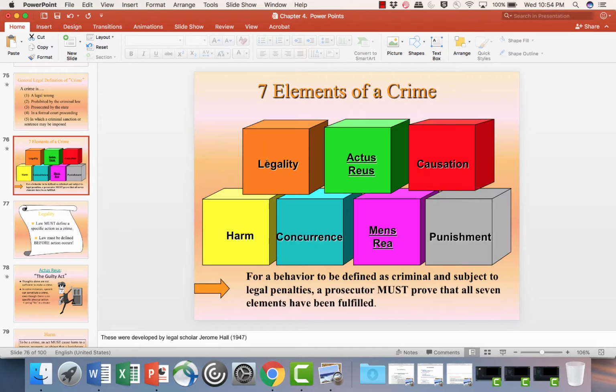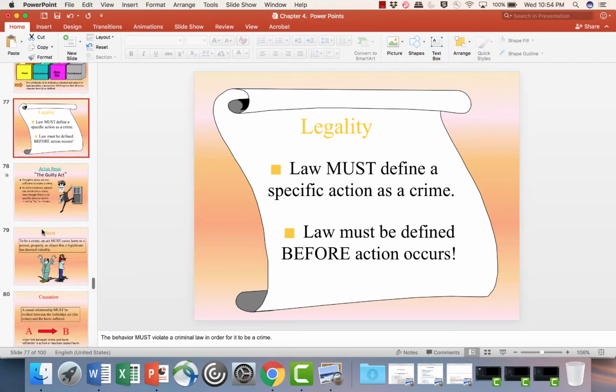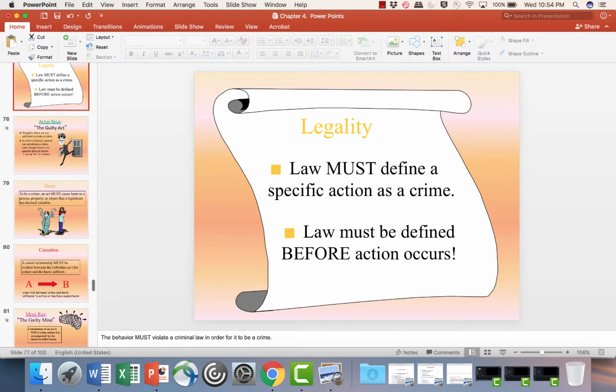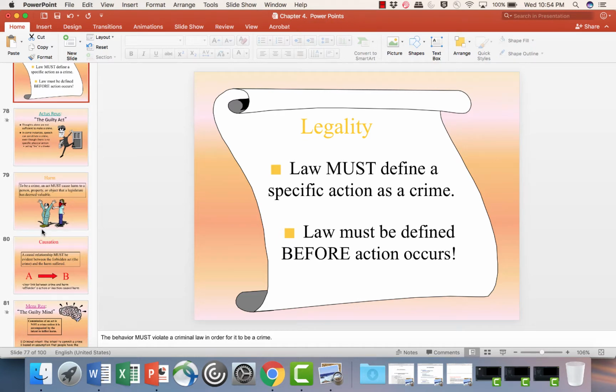And these are the seven elements of a crime: legality, actus reus, causation, harm, concurrence, mens rea, and punishment. For a behavior to be defined as criminal and subject to legal penalties, the prosecutor must prove that all seven have been fulfilled. So the first one is legality. The law must define a specific action as a crime. The law must be defined before the action occurs.